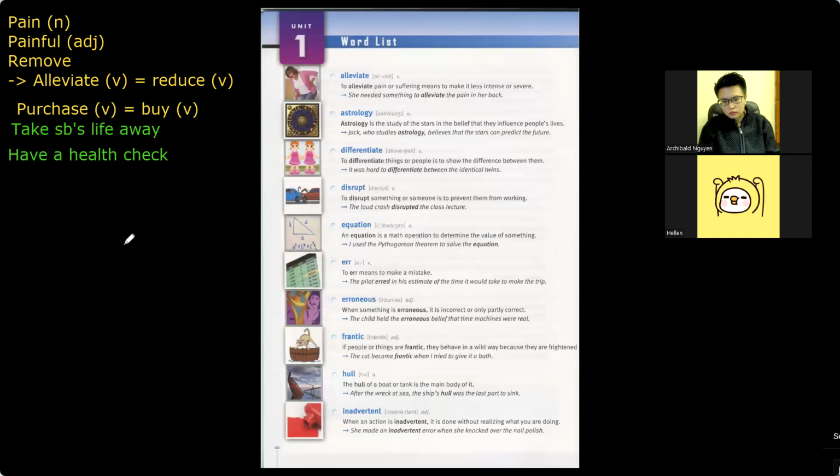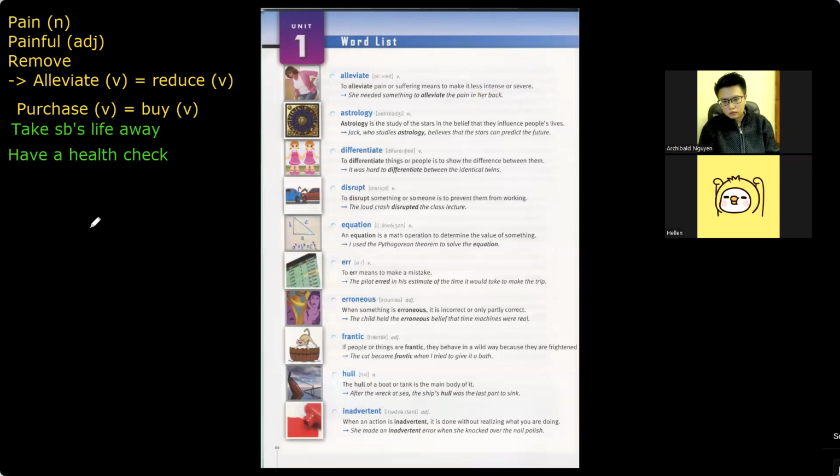I think my illness is not serious enough to go to the hospital. So your illness is not serious enough, or you can say my illness is not intense. That is why I don't choose to go to the hospital.